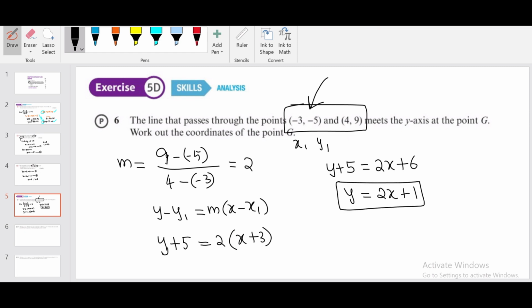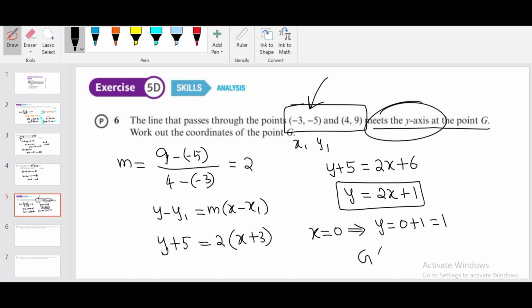Now the question says this line meets the y-axis at point G. Remember this, whenever the question says a curve or straight line crosses or touches the x-axis, you replace y by 0. If it crosses or touches the y-axis, like this one, you replace x by 0. So you will get y is equal to 0 plus 1, which is 1. So the coordinates of the point would be 0, 1. That's all. I'm going to move on to the next question.